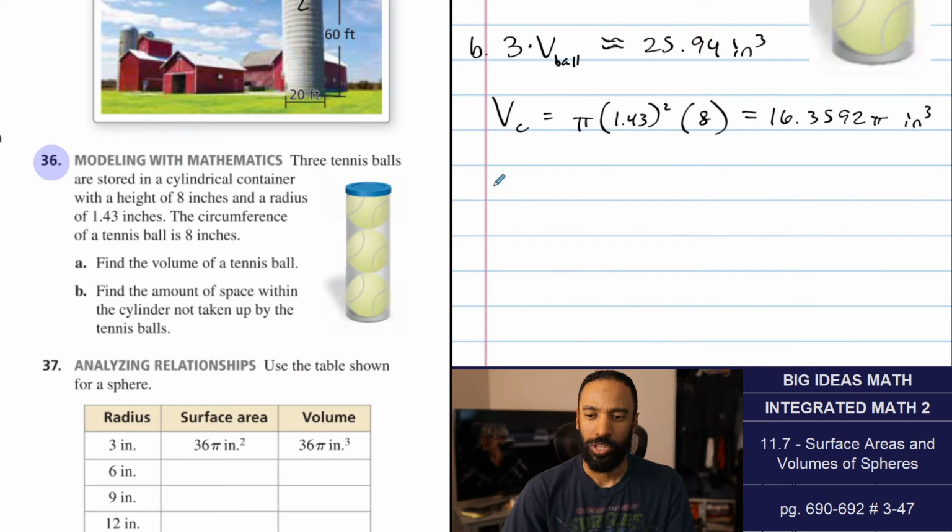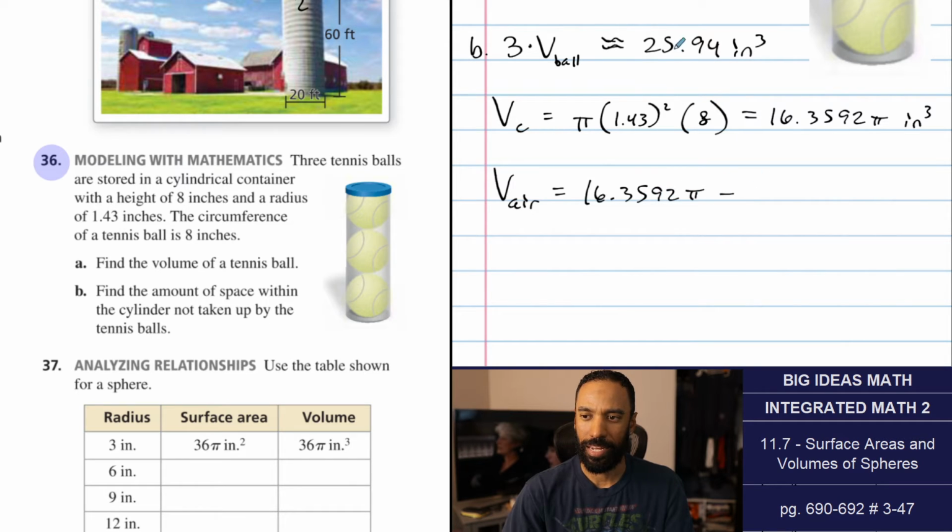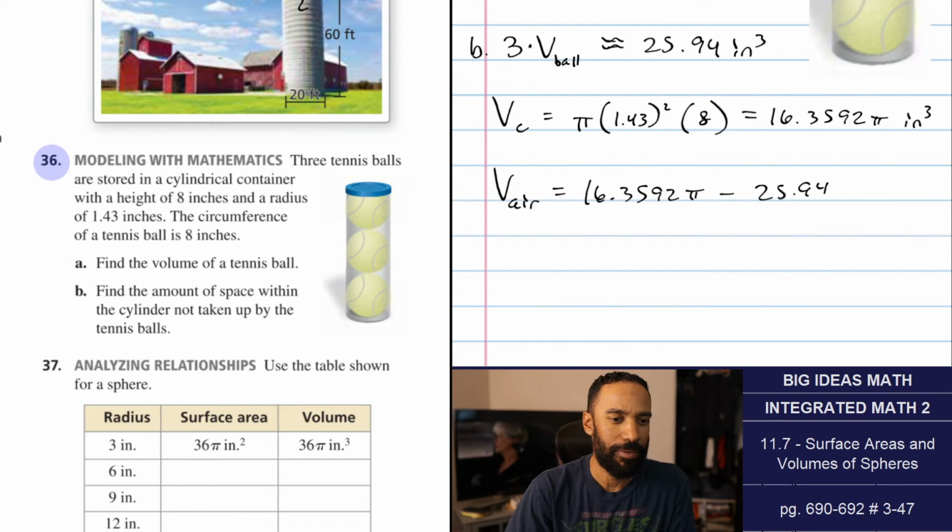That's a rounded value. So the volume of the air inside of there is going to be 16.3592 pi minus whatever I have in the calculator for this exact value, or for the 25.94. So I'm going to multiply that thing by pi, and then subtract this other answer that I had, and I didn't save it. Hold on. Shoot. Oh boy. I need to get the previous answers out. Give me 1 second, guys.